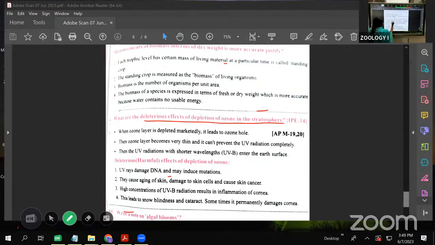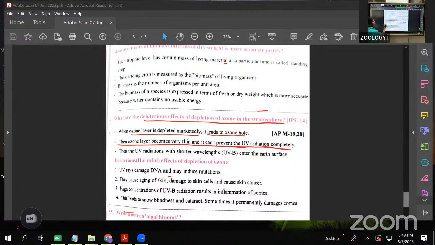When the ozone layer is depleted markedly, it leads to the ozone hole. Here, the ozone layer is decreasing, which automatically leads to the ozone hole. The ozone layer becomes very thin, and it can't prevent the UV radiation completely. Some places are thin. The ozone layer forms a thin layer, and mainly it can't prevent the ultraviolet radiation completely.